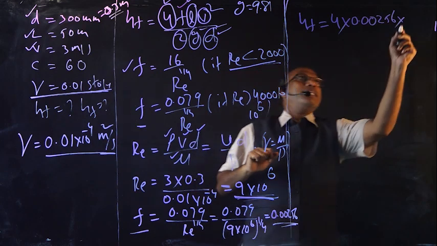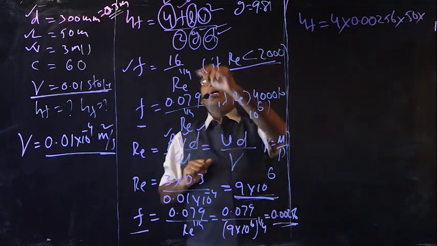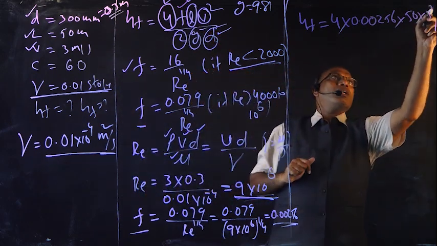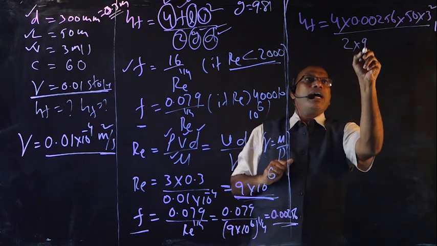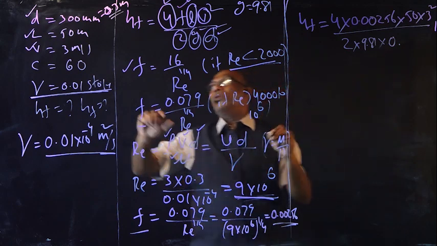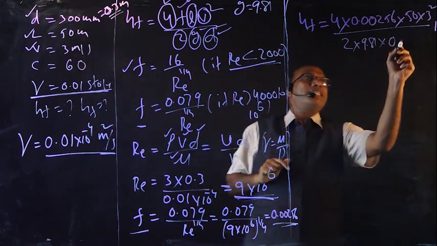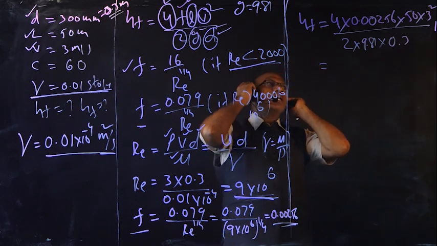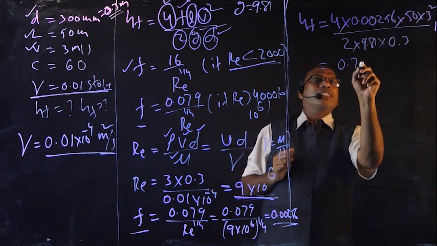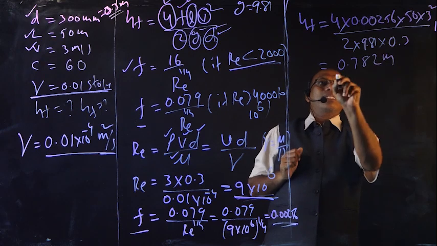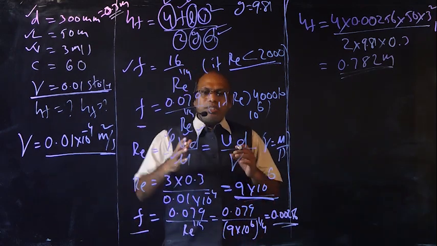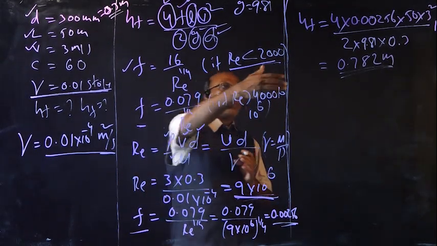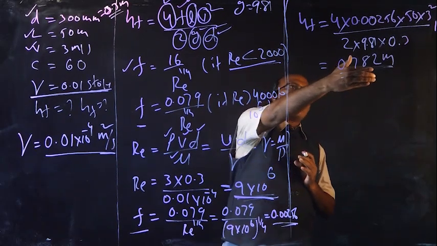That is 50 meters. 4FLV square. What is the velocity? 3 meter per second. That is equal to 3 square divided by 2 into G value 9.81 into diameter, which is 300 mm, that is equal to 0.3 meters. Finally, head loss due to friction by using Darcy's formula, HF is equal to 0.782 meters. In this problem, they asked what is the head loss due to friction by using Darcy's formula. Now we have determined head loss due to friction from Darcy's formula, that is 0.782 meters.